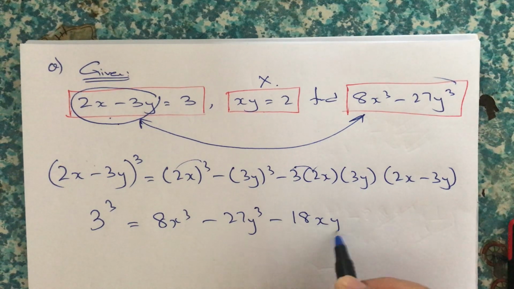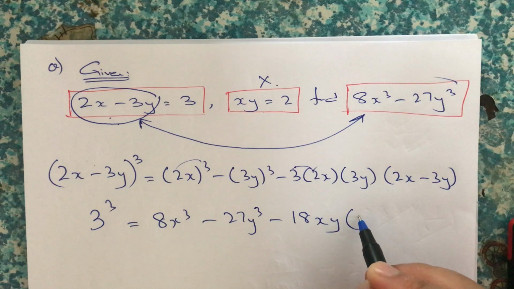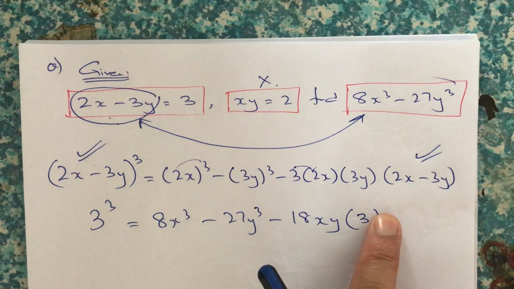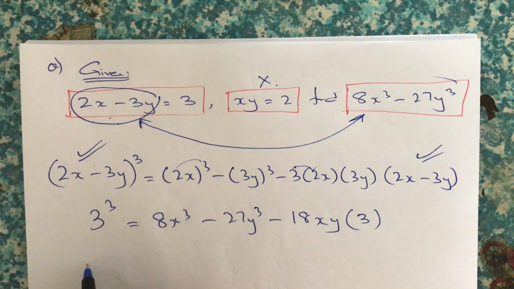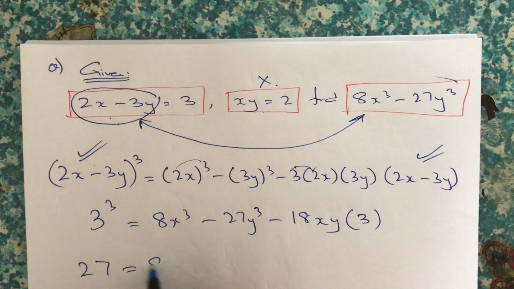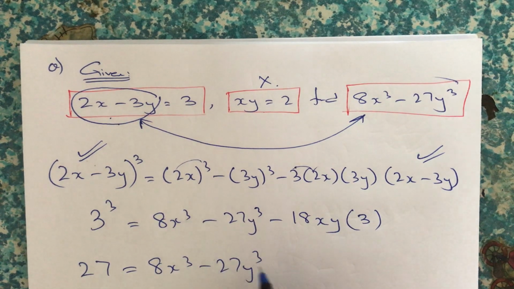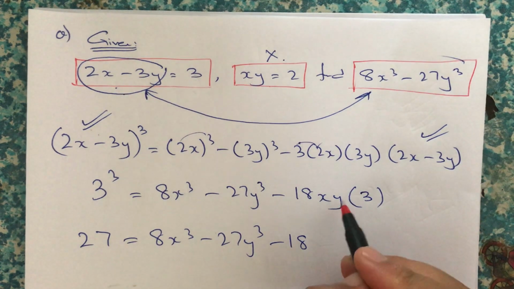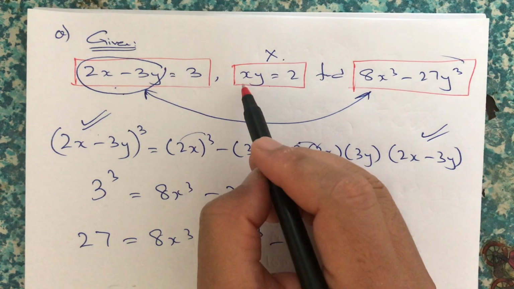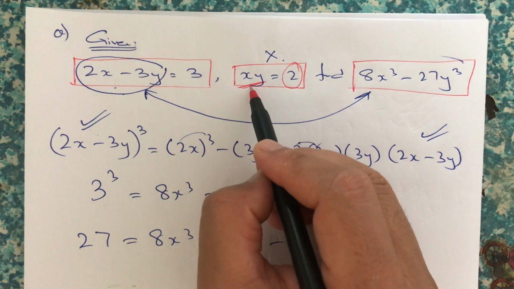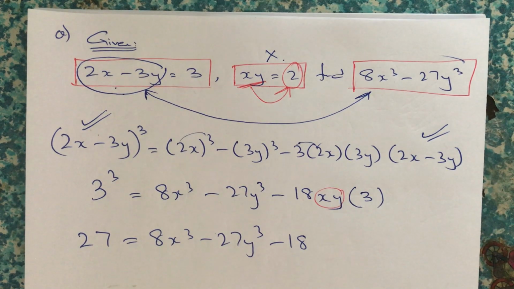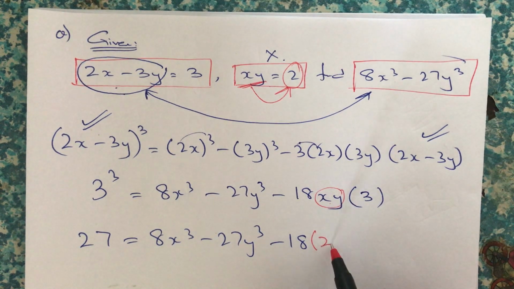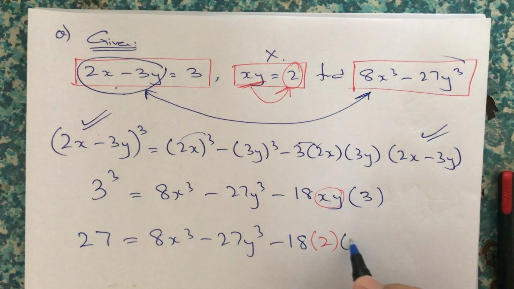3 times 6, 6 threes is 18xy, and this over here is again 3. We have one substitution over here, one substitution over here, no power, so no power. Over here the power is 3, we put a power 3. So this becomes 3 cubed is 27, 8x cubed minus 27y cubed minus 18. But over here we have one extra thing. What is that? Now xy is also already given to us in the question as 2. So now we need to replace the xy also with 2. So over here I see xy, no sign in between means it's multiplied. So instead of xy I'll put a 2, and then we have a 3.